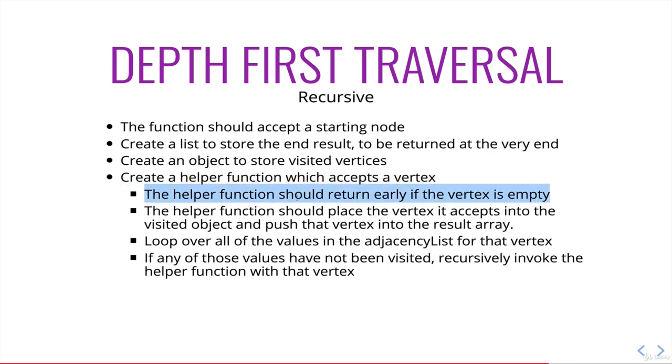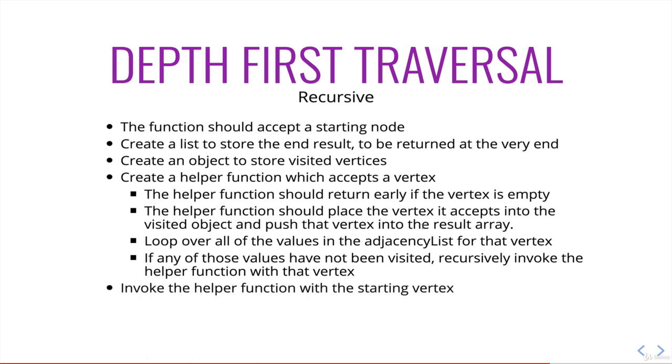Okay, so your helper function should return early if the vertex is empty. The helper function accepts a vertex. If it's empty, we're done. The helper function should place the vertex it accepts into the visited object, mark it as visited, and push it into the result array, our list that we return at the end. Then for that vertex, loop over all of its children, children's the wrong term, all of its neighbors, and for each one, if they have not been visited, recursively invoke the helper function with that vertex. So we don't recursively call the main function, we recursively call the smaller helper function. And then we will mark each one as visited, add it to the array, check if its children are visited, and keep doing the same thing.